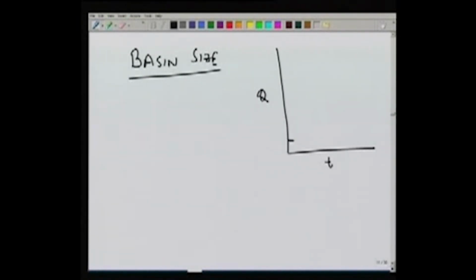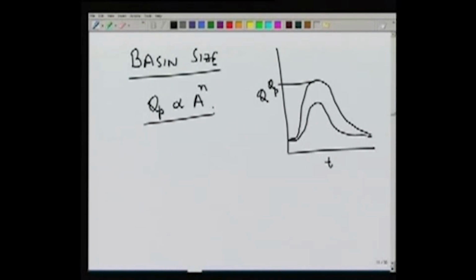So if you have a smaller size catchment, the hydrograph may look like this. For a bigger size catchment, the hydrograph may look like this for the same rain, because the same rain is now occurring over a larger area, so it will contribute more volume to the runoff. Typically, the peak flow is proportional to the basin area to some power n, and n will vary from area to area. There are some typical values given in various books for different areas in India and outside India.